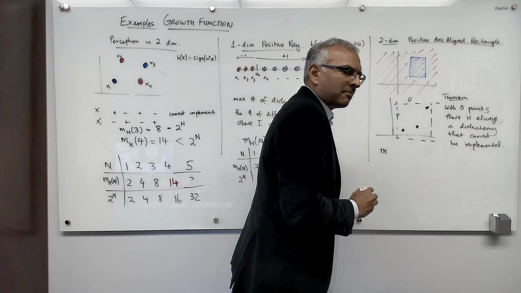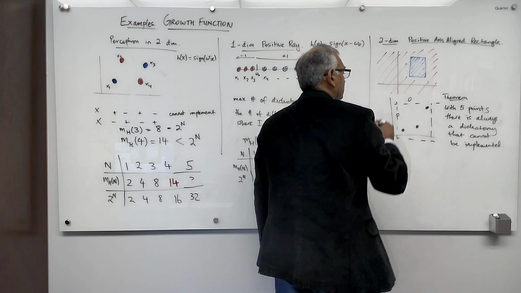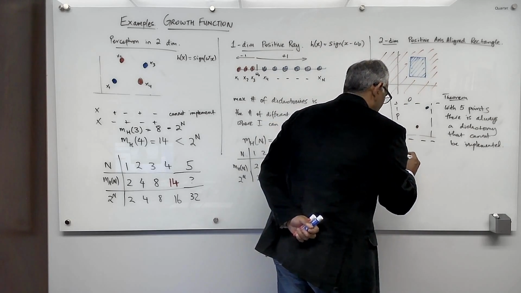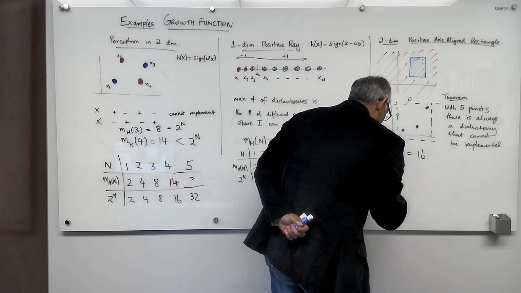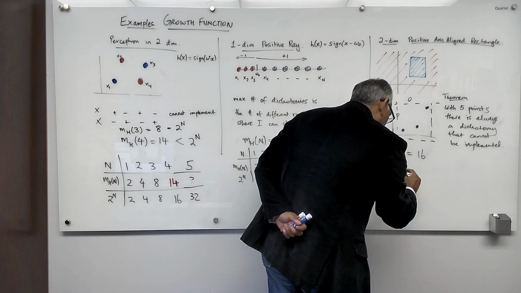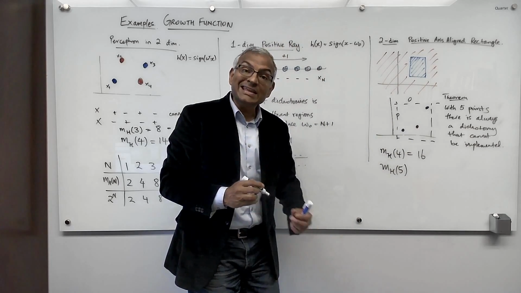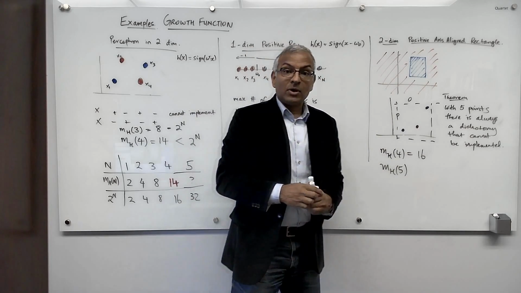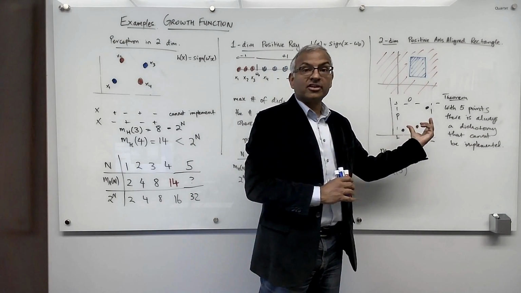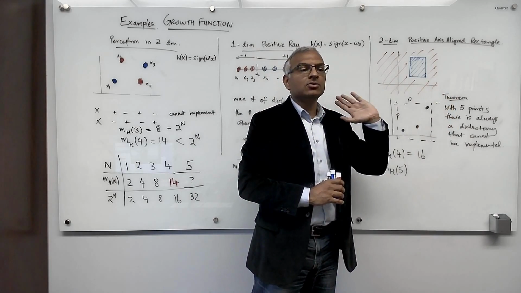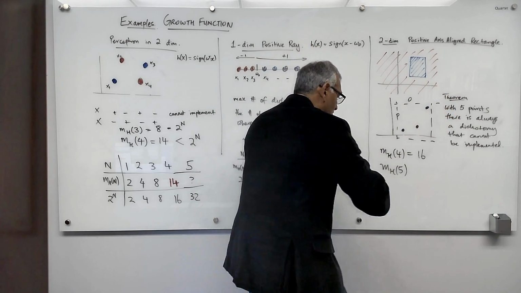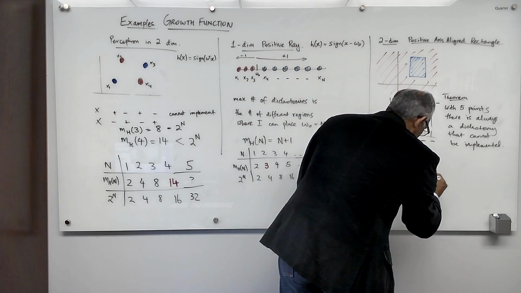M sub H, the maximum number of dichotomies for this positive axis-aligned rectangle when you had 4 points, was equal to 16. M sub H of 5 points, well, we don't know what it is. Okay. But what I do know is that no matter how you choose the 5 points, you won't be able to implement all 32 dichotomies. So what I know is that this is less than 32.